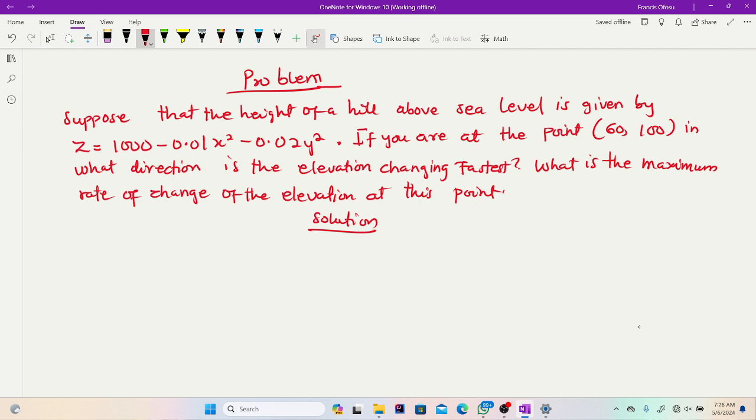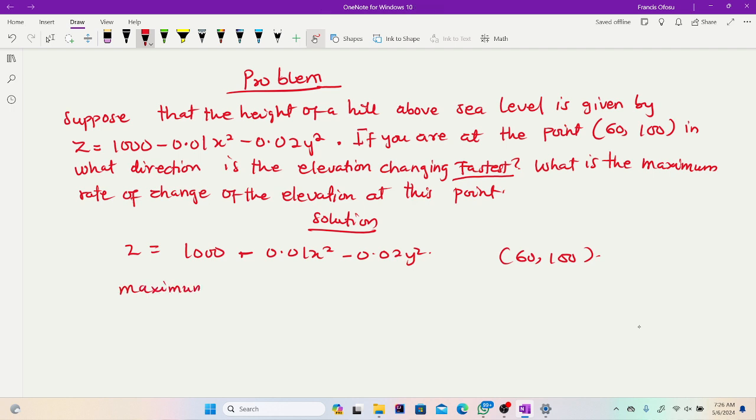So at this point, let's write our function here. z is equal to 1000 minus 0.01 x squared minus 0.02 y squared, right? Then at the point (60, 100). Once we've been asked to find the direction where the elevation is changing fastest, the keyword here is fastest. So we are looking for the maximum directional derivative, right?